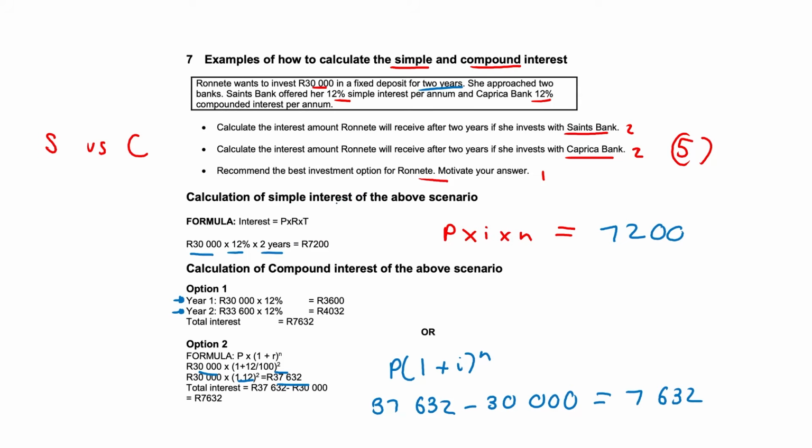Okay, why did we subtract the principal amount? With simple interest, we just calculated the interest amount. With compound interest, we always calculate the principal amount plus interest, and that gave us that 37,000. We need just the interest amount, so we subtract the principal amount, that was 30,000, and we get 7,632. As you can see here, the compound interest amount is higher than the simple interest amount. Therefore, we would advise her to open an account with Caprica Bank, because we would prefer to utilize compound interest rather than simple interest.